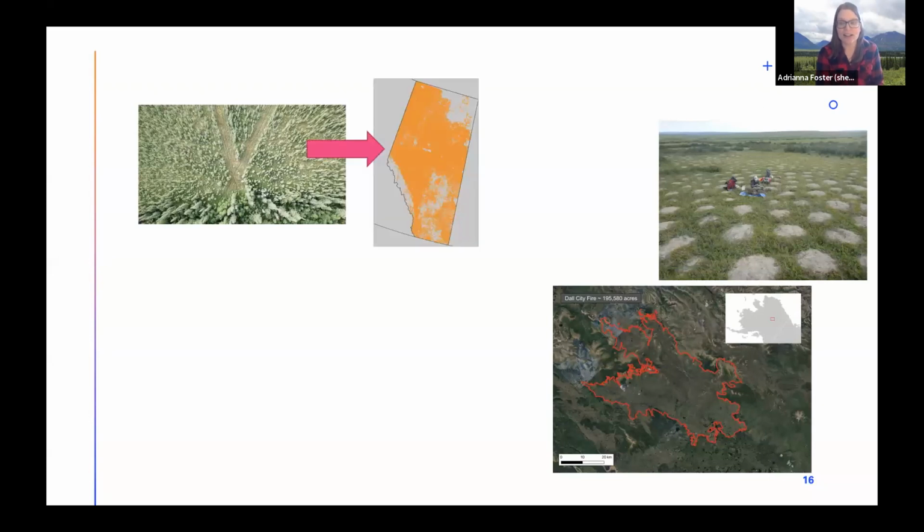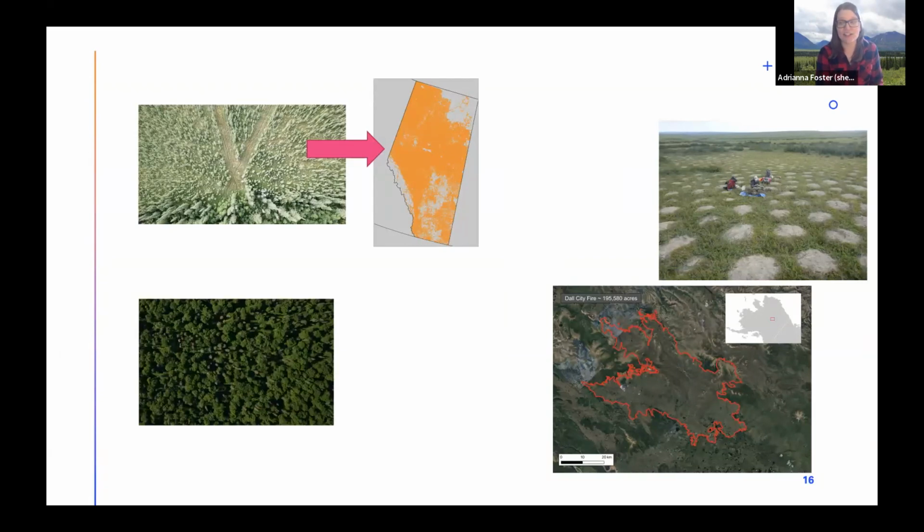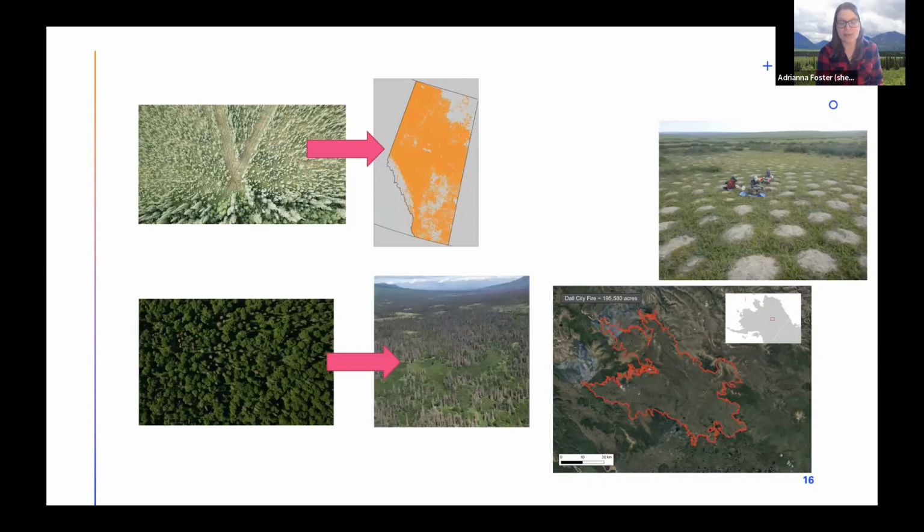Here are polygons of seismic lines for Alberta alone. It spans this huge region. Additionally, although something like insect infestation occurs at the individual tree scale, seen here in high-res camera imagery, it can then spread to whole landscapes.